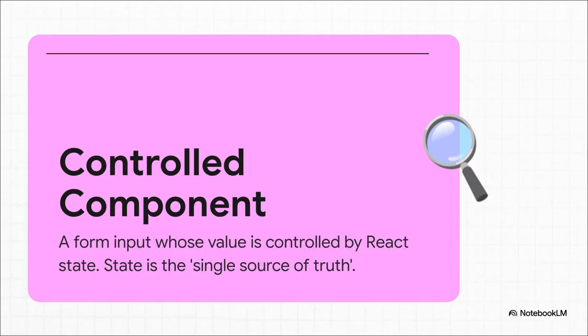Okay, so what is a controlled component? Simply put, it's a form input where React state is in charge. The input element itself doesn't have a say anymore. Instead, our component state becomes the one and only single source of truth. Everything the user sees in that input is dictated by state. This gives us, the developers, complete control.